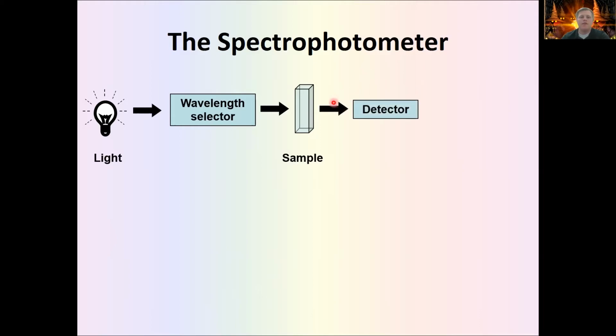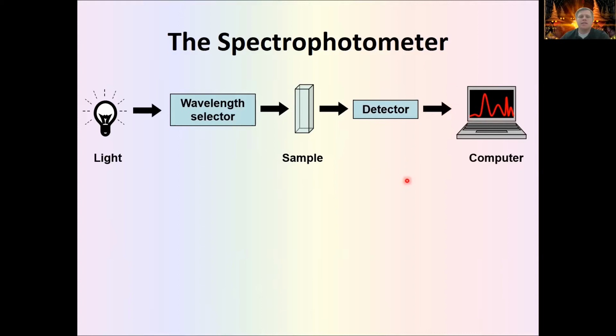Then after the sample, we will have our detector. This will just tell us the abundance of light that is hitting the detector. And then finally, we will have our computer. And so what the computer generally measures is the intensity of light, or the information the computer usually gets is the intensity of light the detector is measuring.